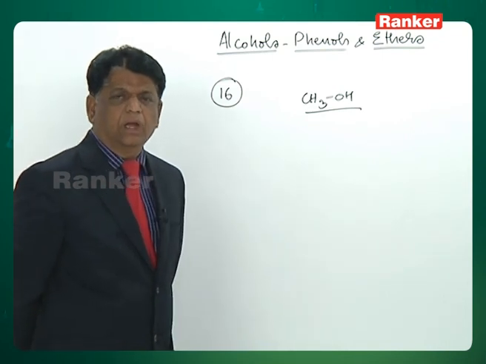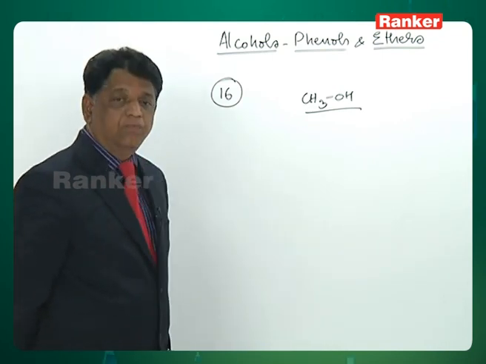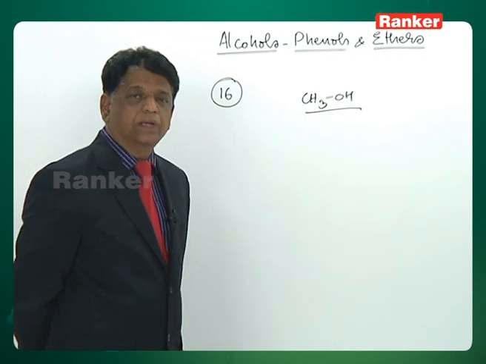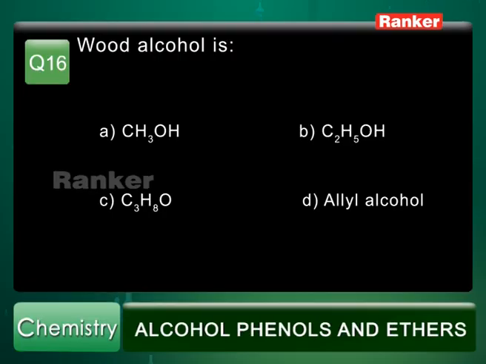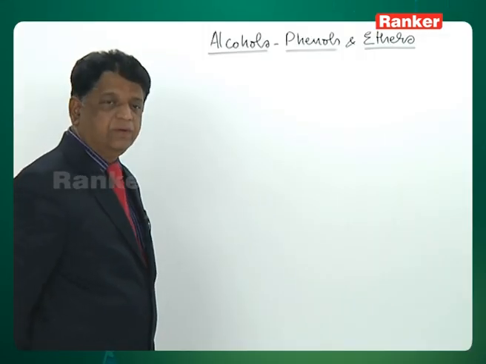Ethanol, propanol and allyl alcohol are not called wood alcohols. They are called fruit alcohols or grape alcohols and so on. But methanol is specially said to be a wood alcohol. So the answer goes to A. So let's go for another question.